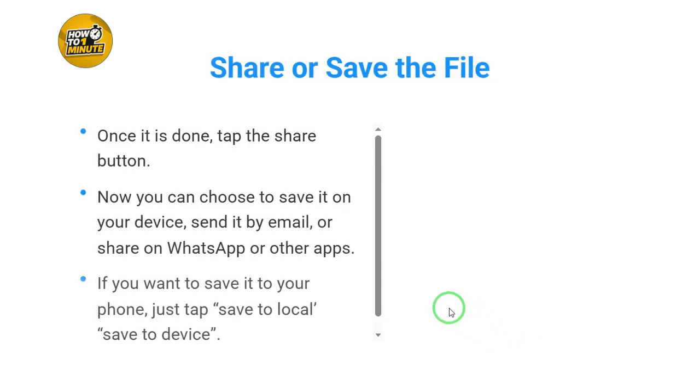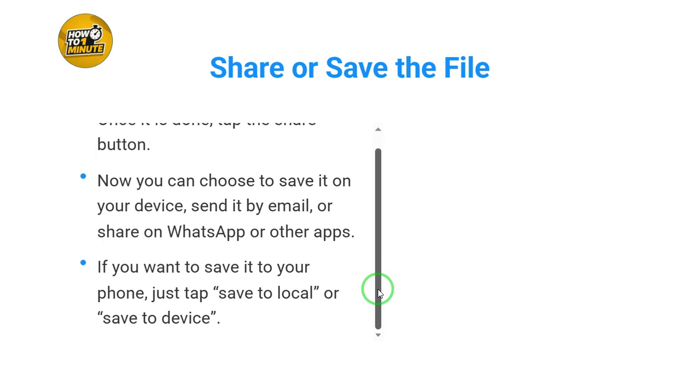Once it is done, tap the share button. Now you can choose to save it on your device, send it by email, or share on WhatsApp or other apps. If you want to save it to your phone, just tap Save to Local or Save to Device.